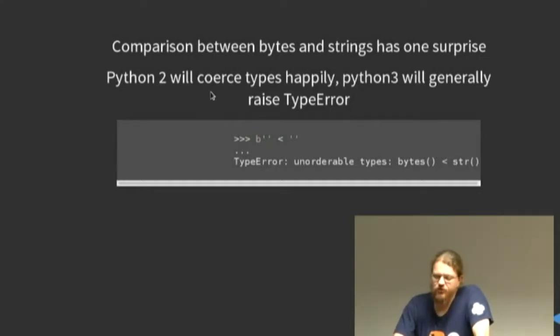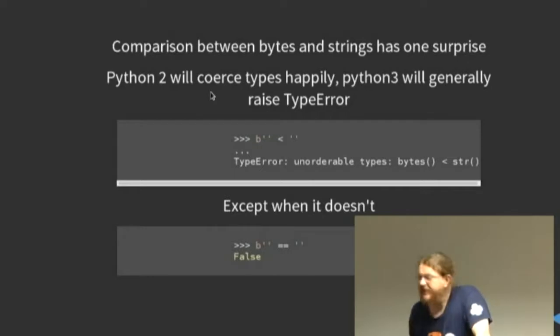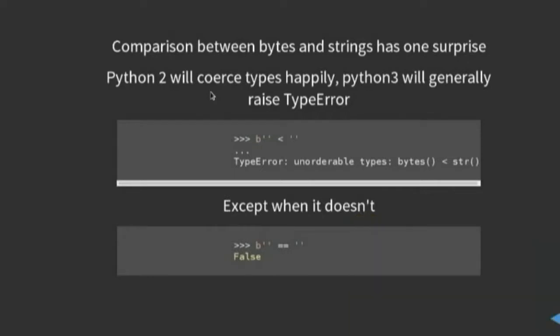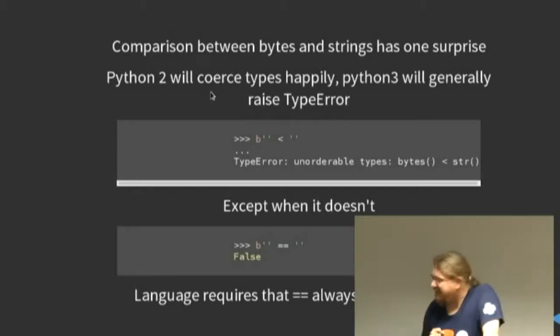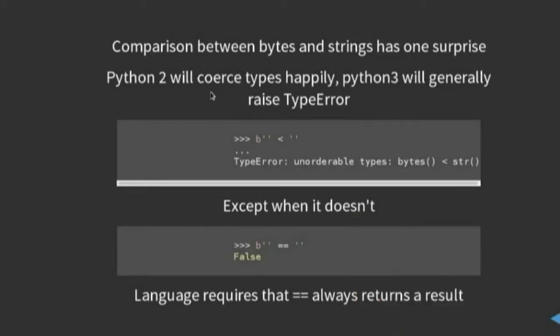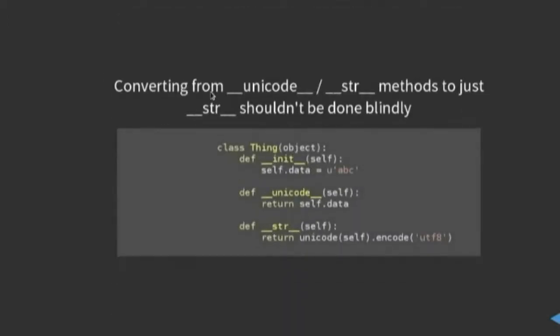Python 2 will happily compare a byte string with a string object and do conversions for you automatically, which you don't really want because that's all implicit. Python 3 will generally give you a type error, except if you're doing an equality comparison, when it won't, because equality must always return a result. And this can surprise you, especially when it's buried in a bunch of variables. I'll mention in a moment some tools to help you with that.